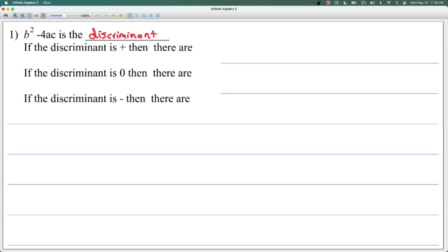If your discriminant, or if b squared minus 4ac, is positive, then there are two solutions. Two solutions. There's your answer for the first one. Raise your hand when you're finished writing the words two solutions. If b squared minus 4ac is negative, I will have no, or zero, real solutions. They will have some imaginary ones later in life, but right now you'll have no real solutions. This is the number of real solutions that we have.